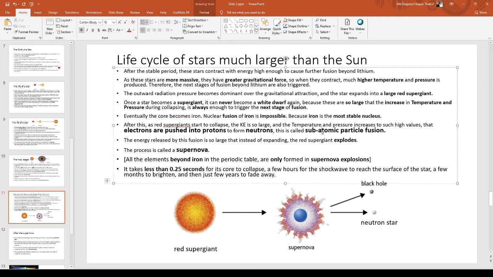Now why is the neutron star called a neutron star? I think you can guess it already. Try to guess it. Why is it called a neutron star? Because what is subatomic particle fusion? In subatomic particle fusion, electrons are pushed into protons, right? Electrons are pushed into protons to form what? To form neutrons. So as electrons are pushed into protons to form neutrons, that's subatomic particle fusion.